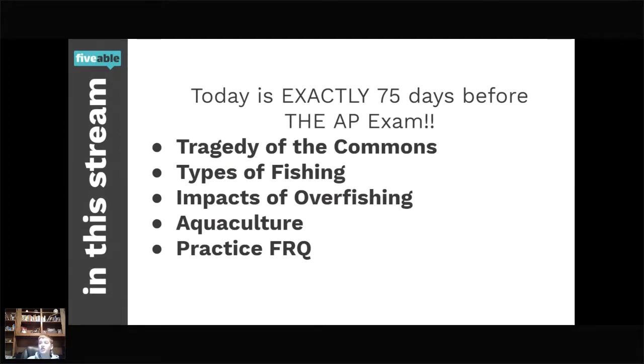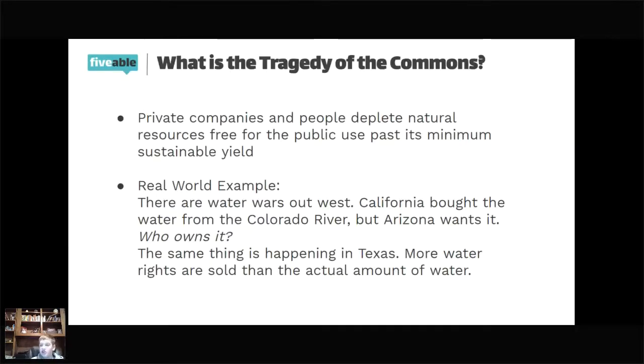All right, so I'm going to go back to tragedy of the commons. So what is the tragedy of the commons? It's when private companies and people deplete natural resources that are free for public use past their minimum sustainable yield. Minimum sustainable yield is an important vocab word in this AP Environmental Science course. It's the amount of resources that you can extract from an environment without being unable to extract them anymore.